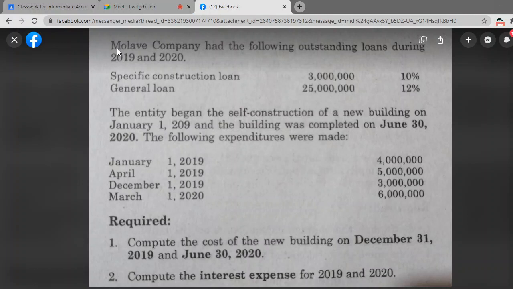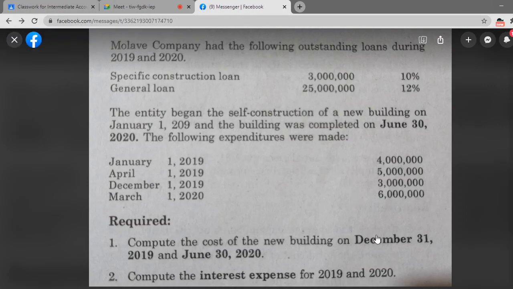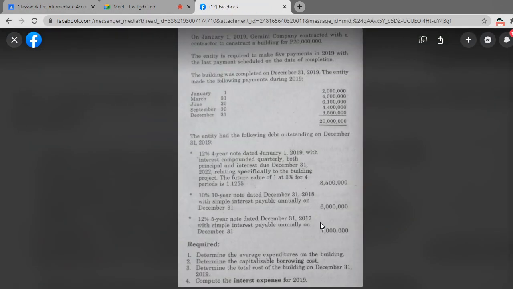I think this is going to be the last problem for borrowing cost. So, give your best shot. Alright. So, medyo mahaba, pero kaya naman natin. We have Gemini Company. We have 4 requirements here. Although, ito pa rin naman yung step-by-step process natin. Okay, I'll give you a minute to read the problem and then sabay-sabay tayong mag-solve.